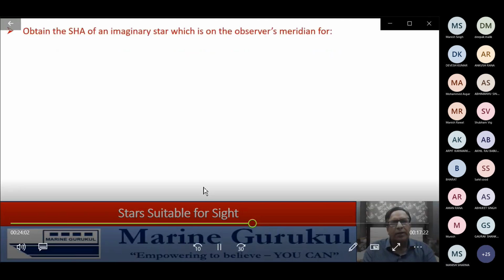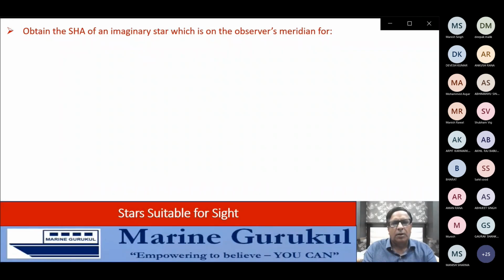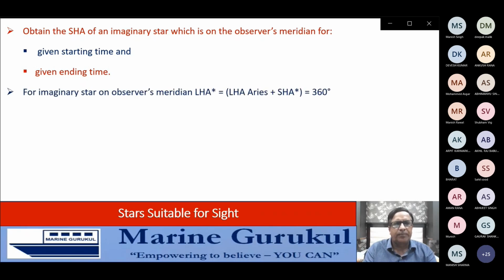Okay. To handle such questions, we need to obtain the SHA of an imaginary star on the observer's meridian, both at the beginning of the given interval and at the end of the given interval. So we get two SHA values of this imaginary star. One, when it is on the observer's meridian at the commencement of the interval, and second, when it is on the observer's meridian at the end of the interval.